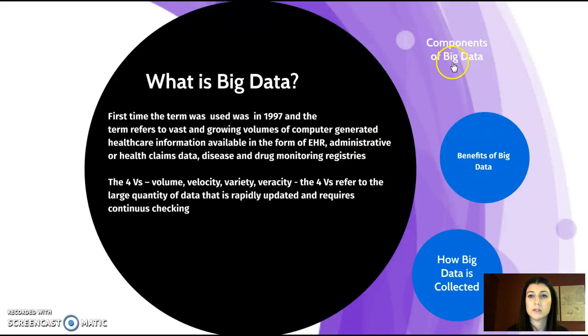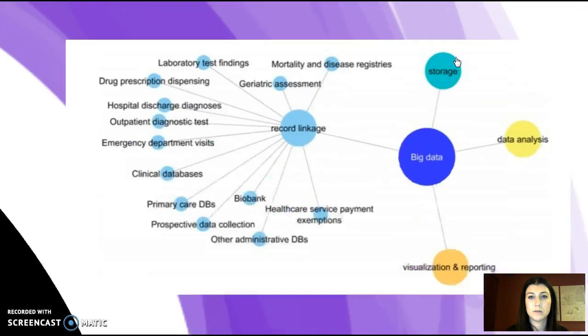The 4 V's refer to the large quantity of data that is rapidly updated and requires continuous checking. So what are the components of big data? This chart shows all of the different ways that data is recorded and collected. Ranges from healthcare service payments to primary care, clinical databases, emergency visits, drug prescriptions, mortality and disease registries, and again, these are just to name a few. And all of this information is recorded and then passed into a big database, which then can be sorted into storage, data analysis, visualization, and reporting.